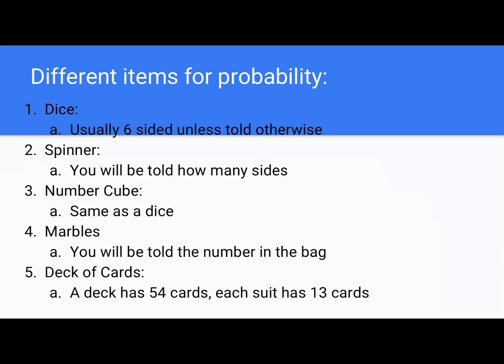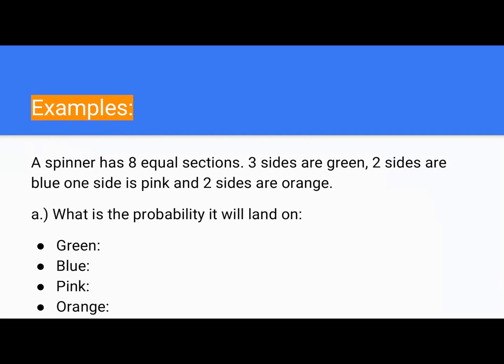And then finally, a deck of cards. A deck of cards has 54 cards total, and each suit will have 13 cards. That's spades, hearts, clubs, and diamonds. There's 13 of each with a total of 54.